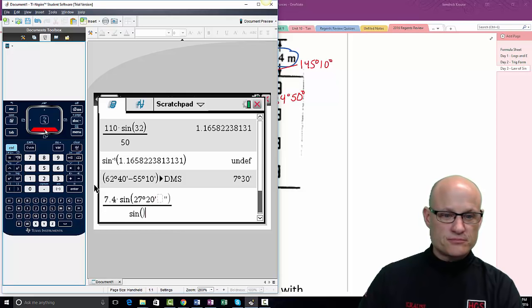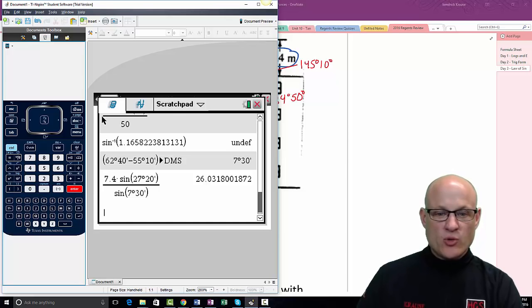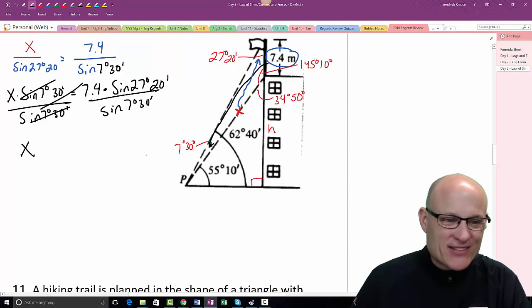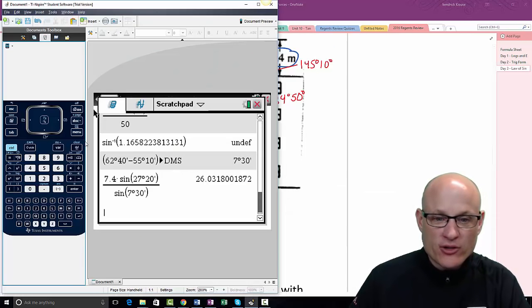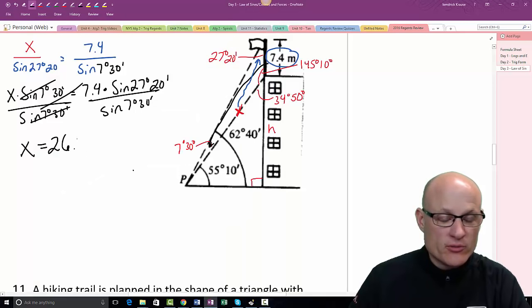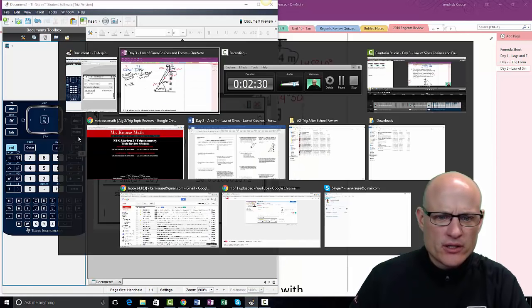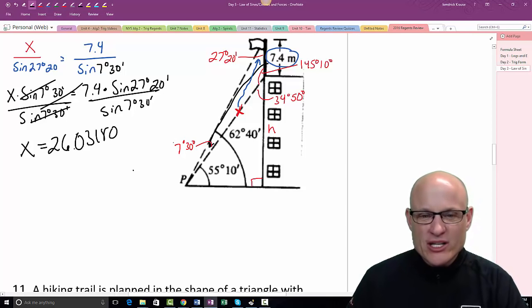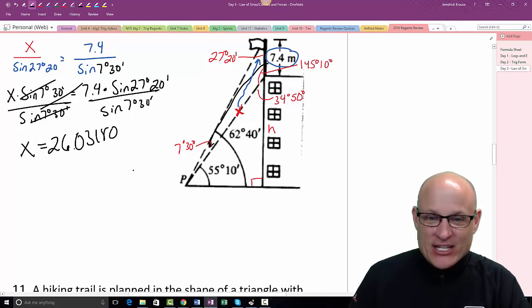Let's do the answer. Enter. 26.0318. So x is equal to, finally, 26.0318. I should have just changed these all to no degrees, minutes, seconds. So we're going to use that to find h.